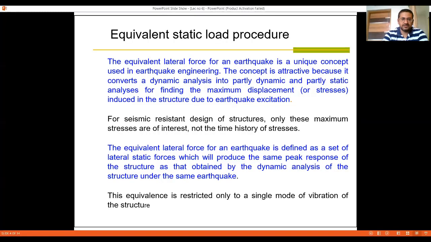Right. So first we talk about the equivalent static load method. The equivalent static load method is a unique concept used in earthquake engineering. The concept is attractive because it converts a dynamic analysis into a partly dynamic and partly static analysis for finding the maximum displacement induced in the structure due to the earthquake excitation. As I said earlier also, the focus of the static method is purely on the maximum value, right?